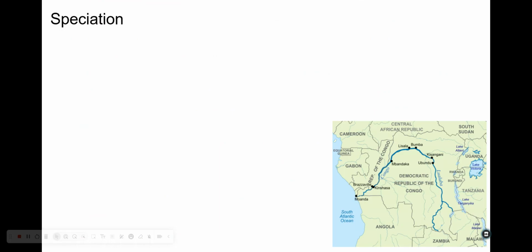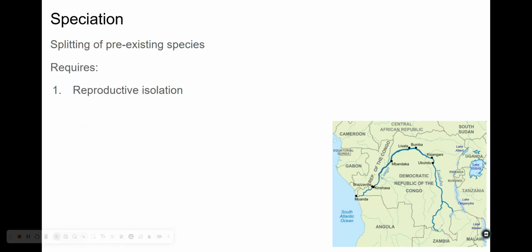Okay, speciation. Speciation is the splitting of pre-existing species. All species must come from a pre-existing species, and it requires two things. It requires reproductive isolation and differential selection. So they have to have different environmental pressures that are going to cause them to shift.